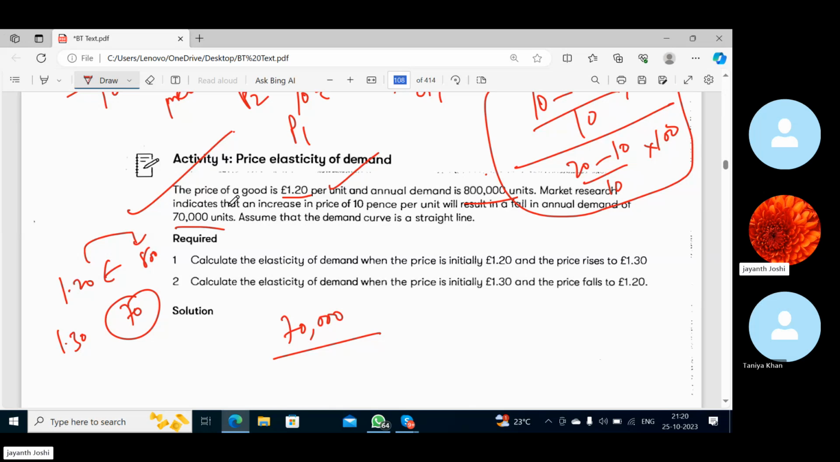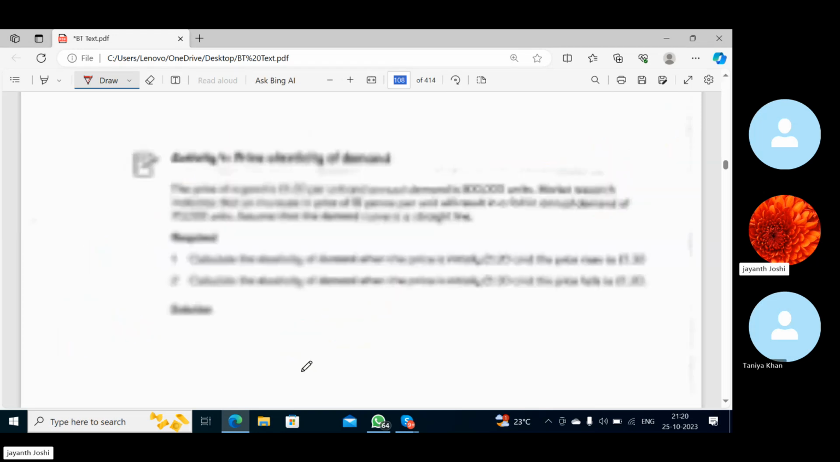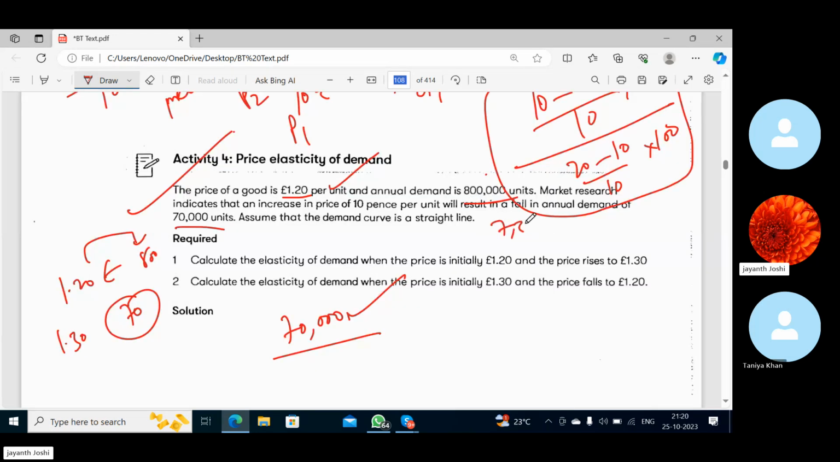See, your actual demand was 800,000 units, right? So price has increased to 1.30, and it will result in a fall in demand of 70,000 units. So what shall we do here? They did not say anything like it will become 7,30,000 units or something like that. They directly gave the change, right? So this divided by the total units, we'll see how much the change is. It is 8.75%. The fall is of 8.75%.